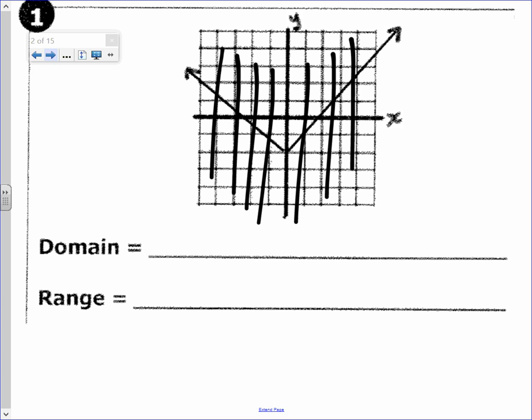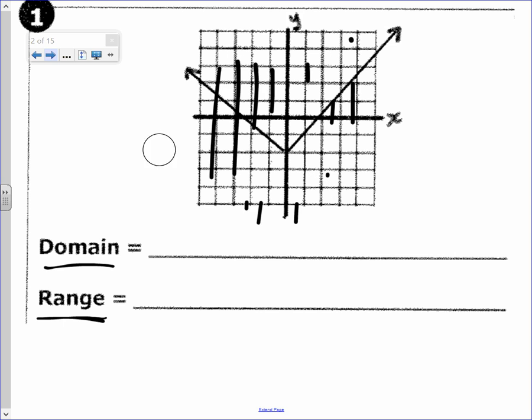Now, the domain and range, we actually defined 3 days ago, if I'm not mistaken. Or actually last Friday, I think it was. Anyway, the domain is every value that x can be, or every value that the input can be. So watch this. Every value that the input can be.